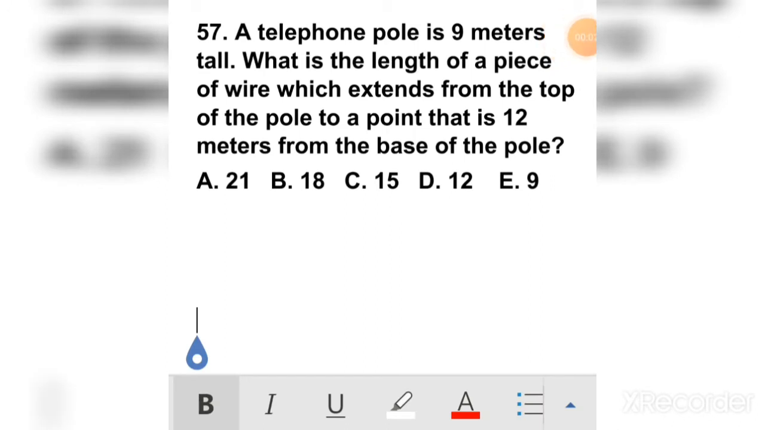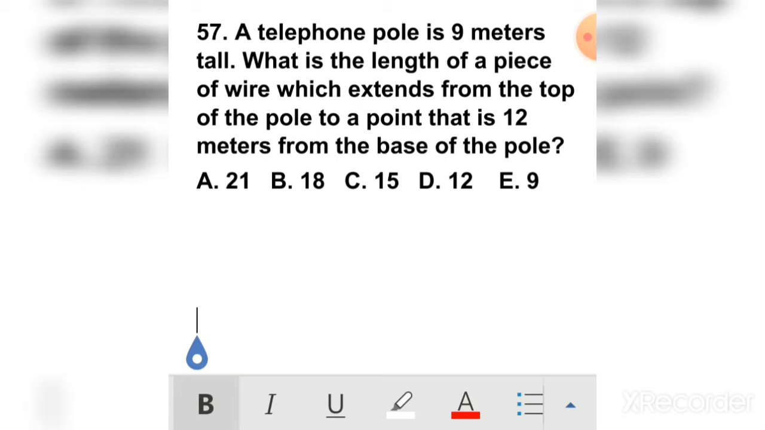57. A telephone pole is 9 meters tall. What is the length of a piece of wire which extends from the top of the pole to a point that is 12 meters from the base of the pole? A. 21, B. 18, C. 15, D. 12, E. 9.